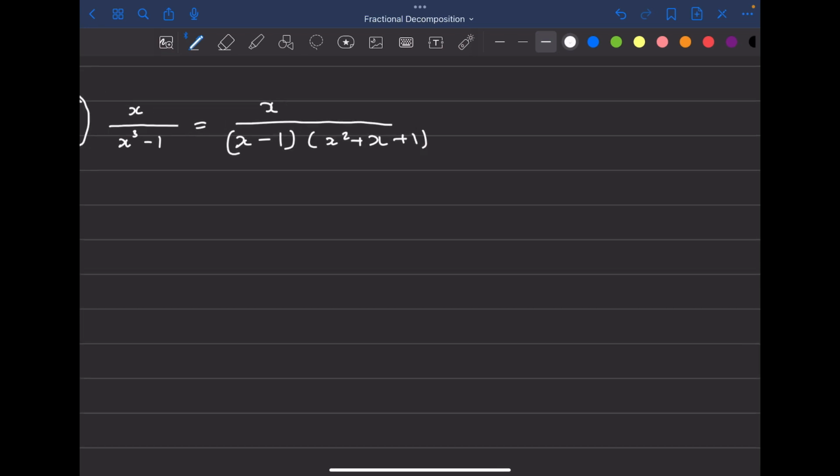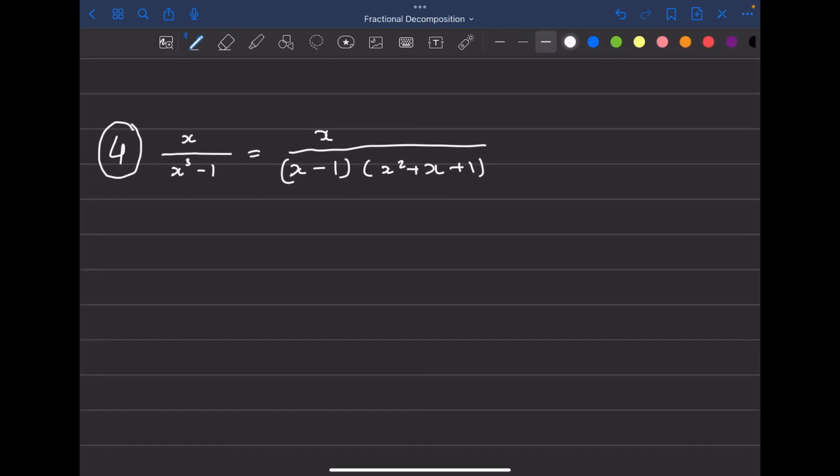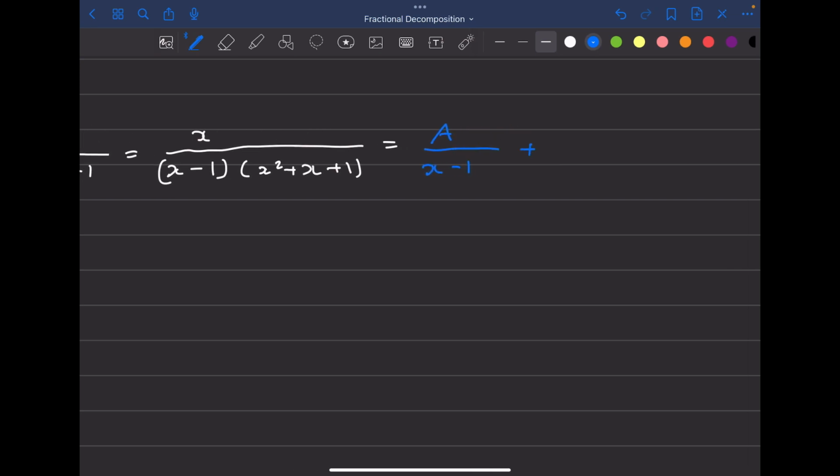So now from here, we can do what we always do, but this time we actually have the quadratic expression that I was talking about earlier. So this will become a over x minus 1. And then for the next term, we're going to have bx plus c over x squared plus x plus 1. Once again, we have bx plus c because it is a linear term since this is a quadratic term.